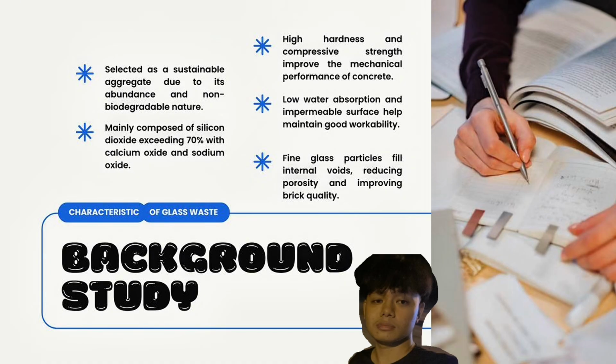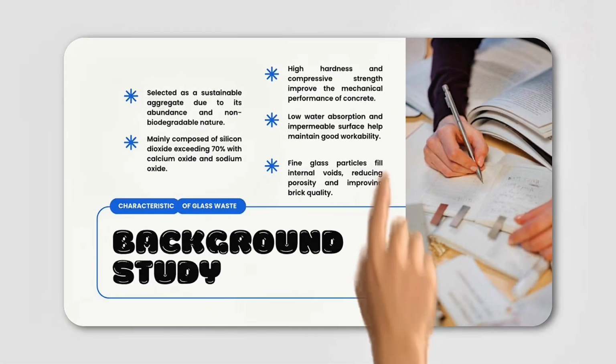Second, it is mainly composed of silicon dioxide exceeding 70% with calcium oxide and sodium oxide. Third, it has high hardness and compressive strength, which improve the mechanical performance of concrete. Fourth, low water absorption and impermeable surface help maintain good workability. Last part is that fine glass particles fill internal voids, reducing porosity and improving brick quality.